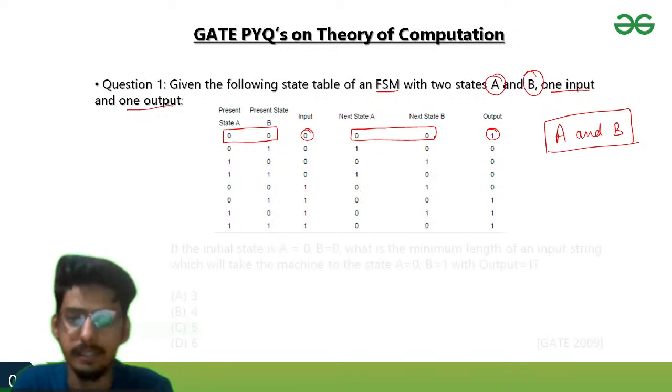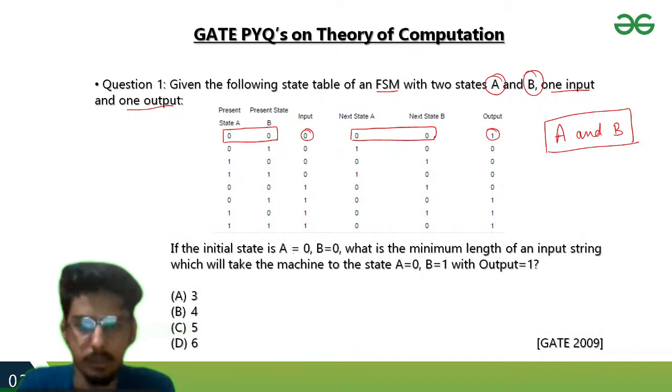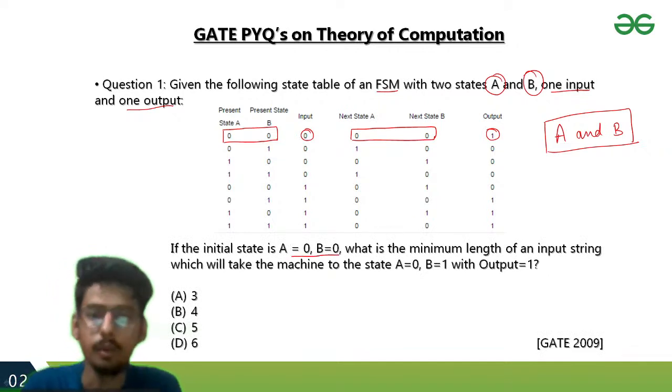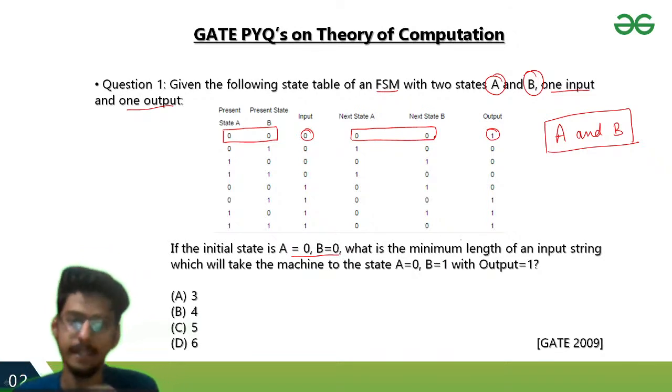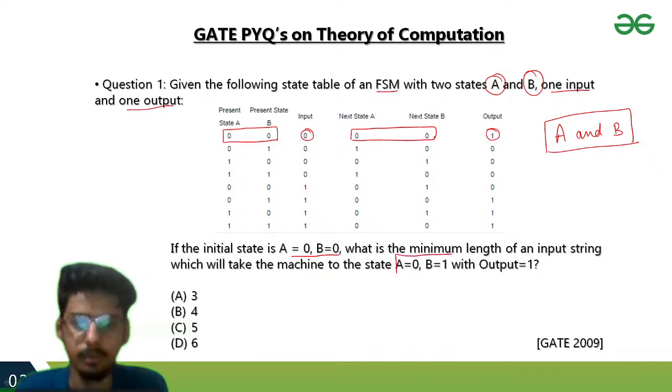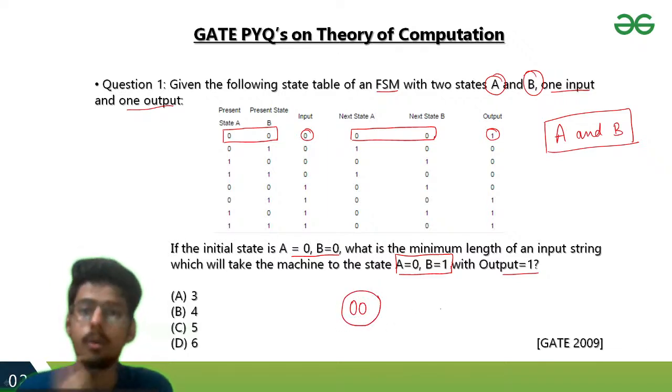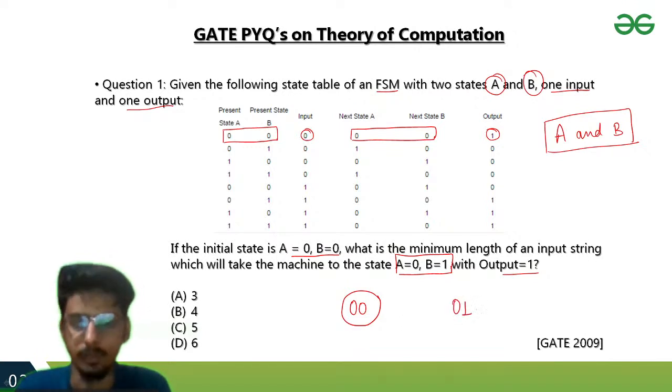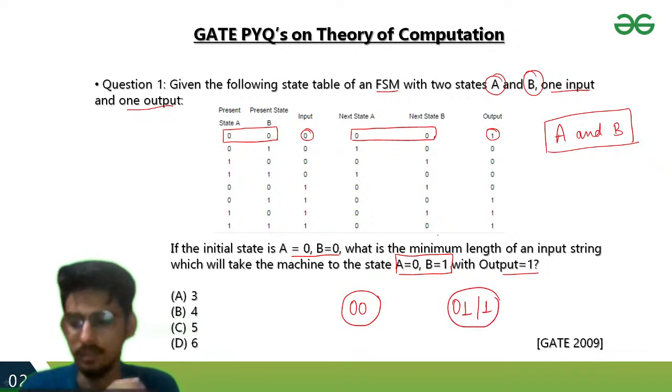All right, now the question is that if the initial state is A equals to 0 and B equals to 0, then what is the minimum length of an input string which will take the machine to the state A equals to 0, B equals to 1 with output as 1? So basically you are currently on the state A equals to 0 and B equals to 0. Let me write it as 0 0 only, so that you understand that this is A equals to 0 and B equals to 0, and you want to reach a state where A is 0 and B is 1 and the output is 1. You have the output associated with the state.